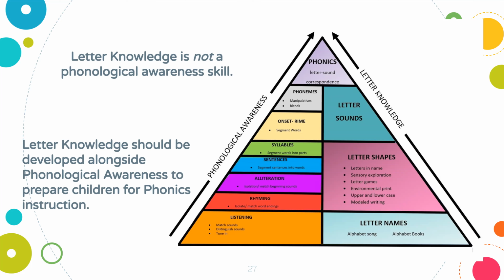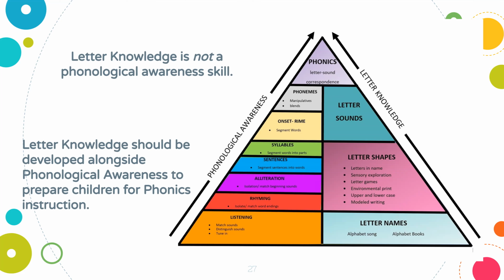And then they're going to talk about letter shapes. They're going to start being exposed to what the letters look like, matching the shape to the letter name. Sensory exploration, again, is a big piece here. Environmental print, upper and lowercase matching. And then once children have been exposed to direct instruction on letter names and letter shapes, and they're starting to make some of those connections, you can introduce letter sounds.